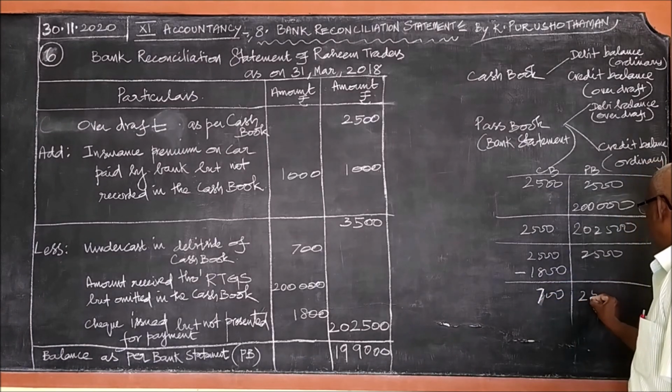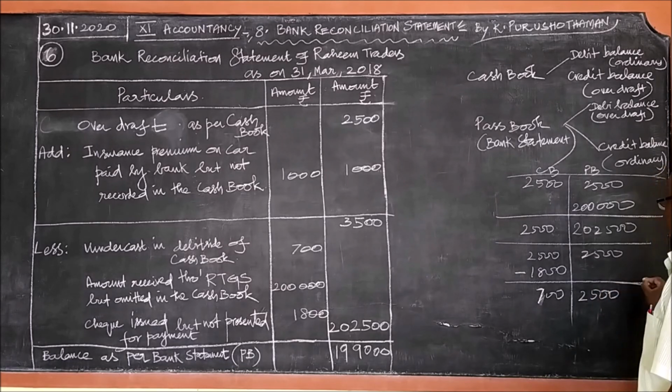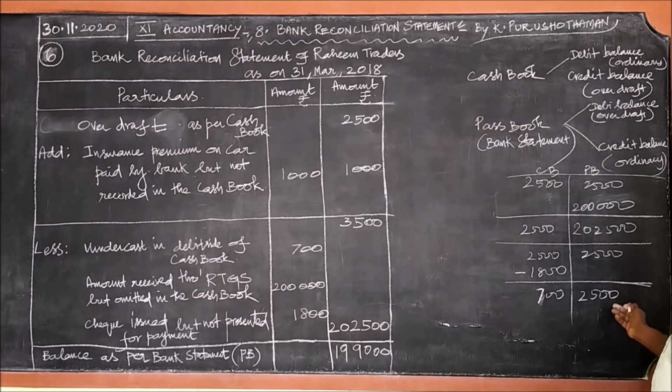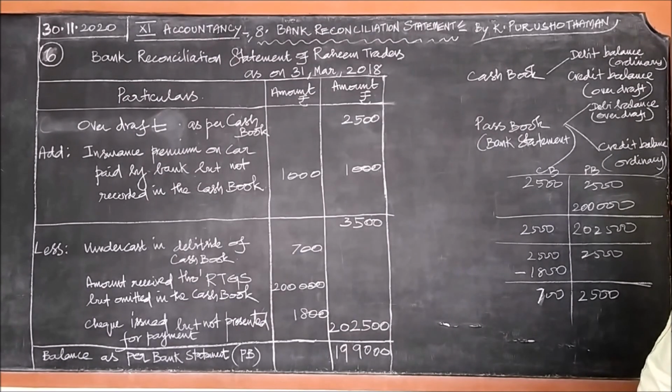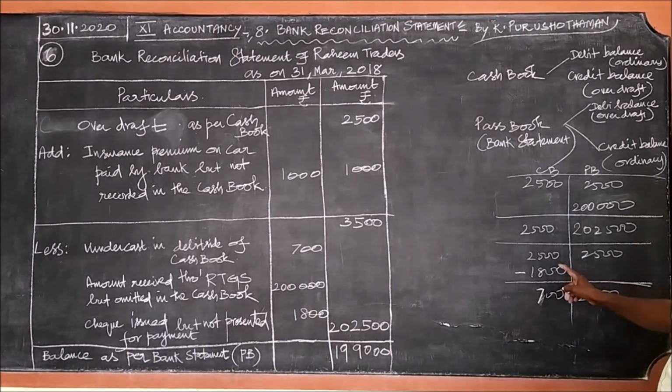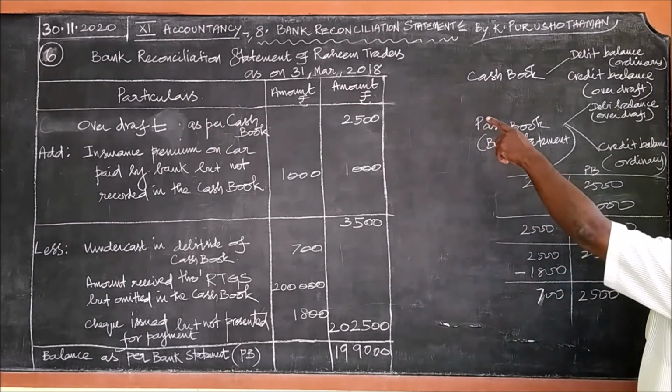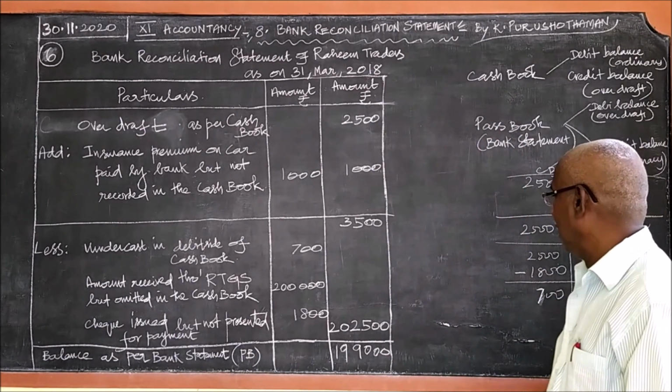But it is not presented in the bank. So in the bank, the balance will remain the same. It will remain the same in the bank, only in the cash book the balance 700 is reduced. So to equalize the balance, what we must do? We should increase the balance, therefore we should add. What should we do here? Add. But it is overdraft, therefore less.